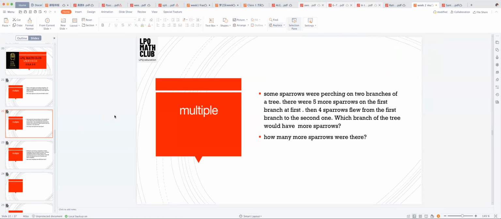Which branch of the tree would have more sparrows? How many more sparrows were there? Okay, so I'm going to hit the pause and let you try to do it yourself. Okay, Emma, let's take a look at this one. Emma, could you please explain to us how you did it?